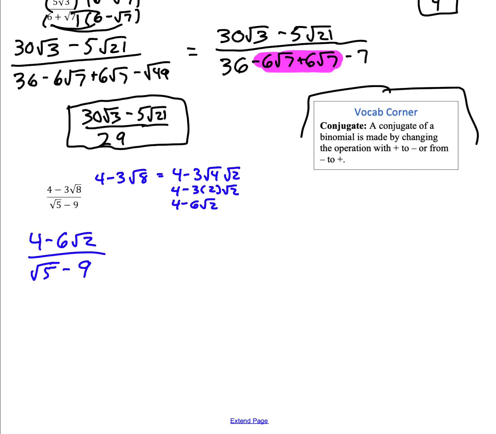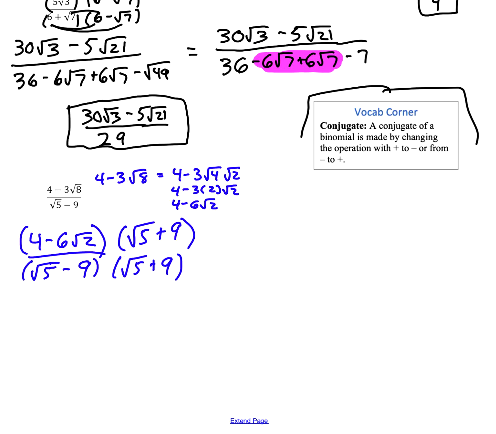Now that denominator, it's irrational. It's also a binomial because it has 2 terms. So I'm going to want to multiply that numerator and the denominator by the conjugate of the denominator. So that would be radical 5 plus 9 getting multiplied to the numerator and the denominator. Let's multiply. Make sure you put the numerator and the denominator in parentheses too. Remember to double distribute everything.